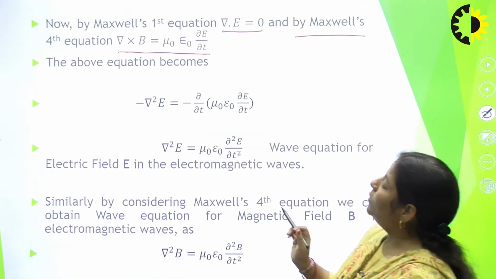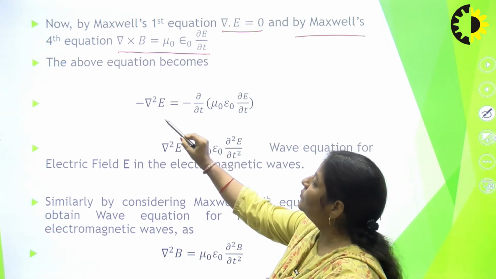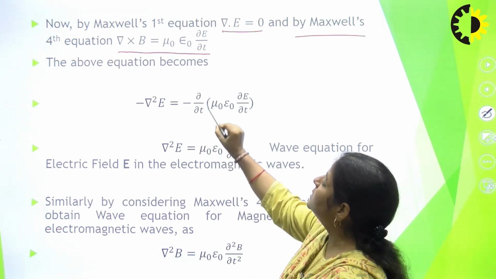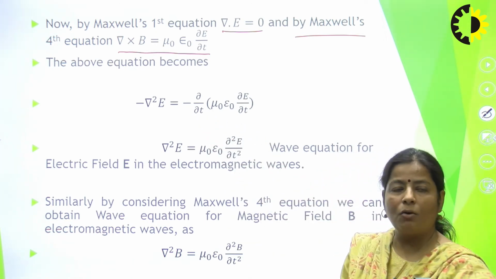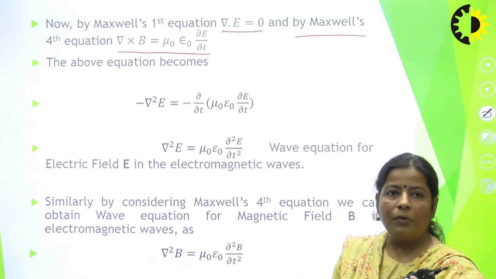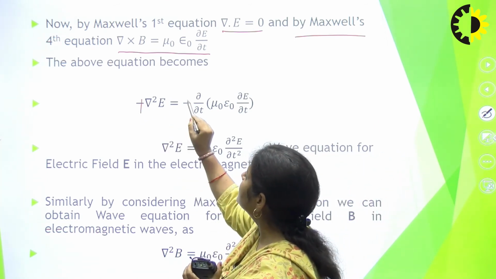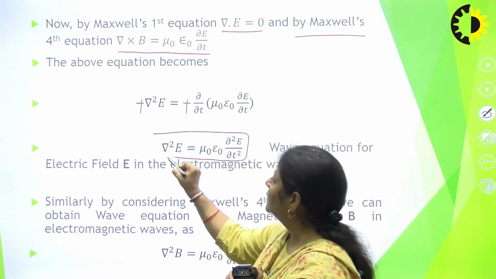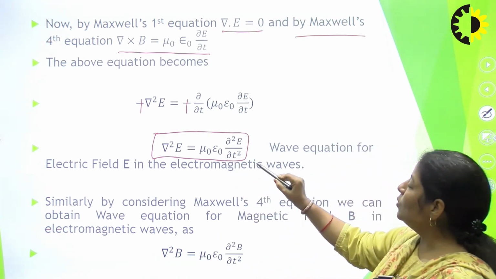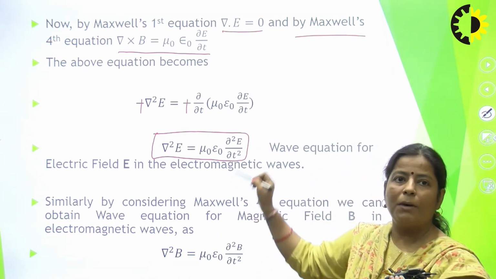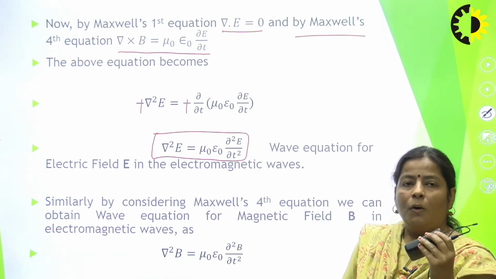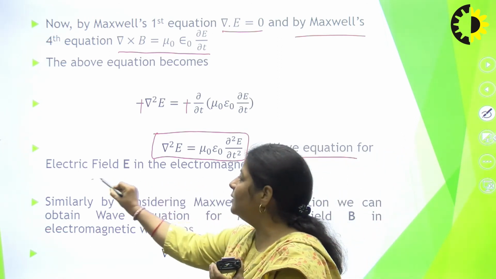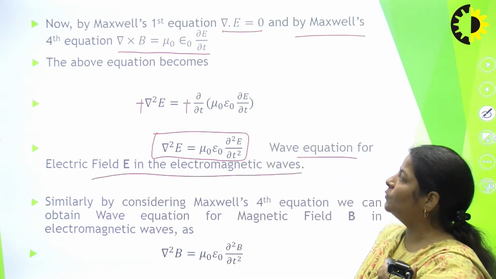So now when we use these, we get minus del squared E equals minus del by del t of mu naught epsilon naught del E by del t. Minus and minus cancel off, and we are left with del squared E equals mu naught epsilon naught del squared E by del t squared. So this is the wave equation for the electric field in electromagnetic waves.